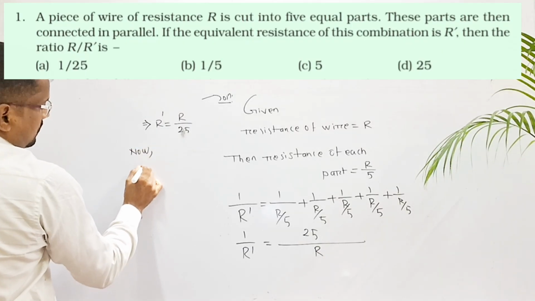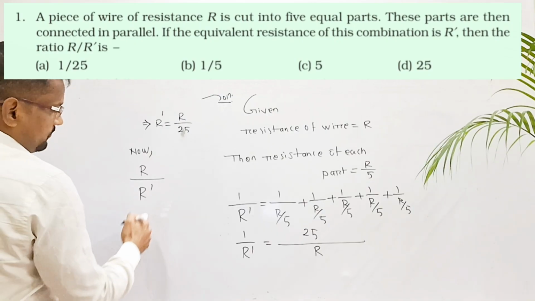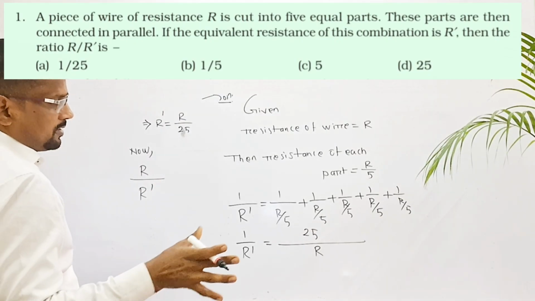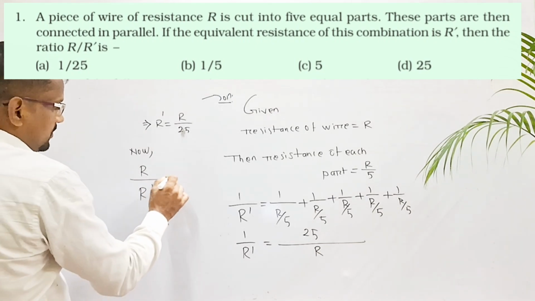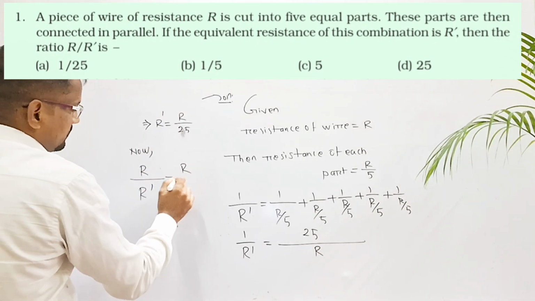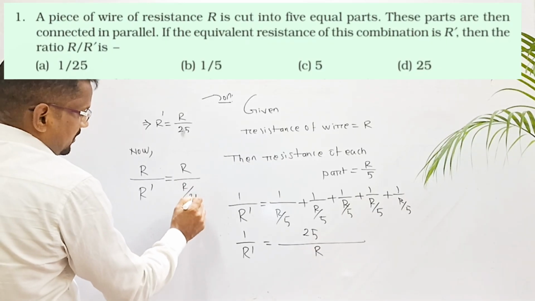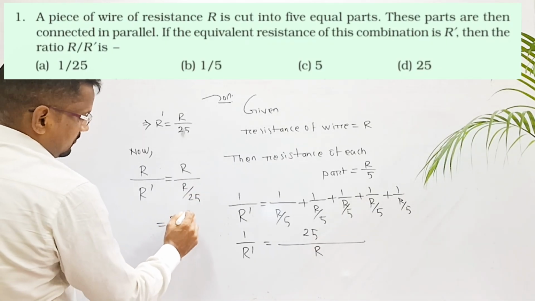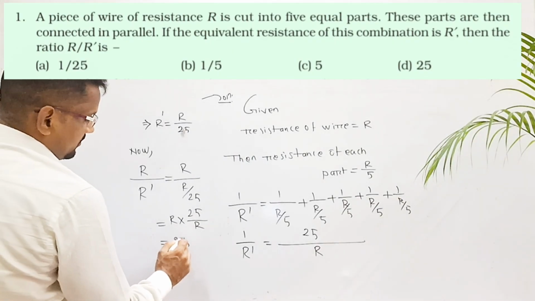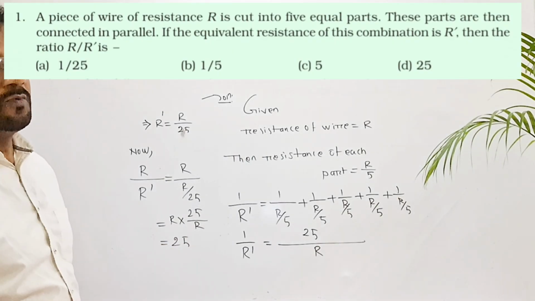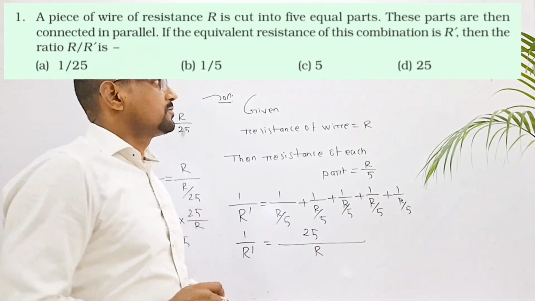Now original resistance divided by new resistance of the combination. R divided by R dash, R dash value is R by 25. So R into 25 by R cancel, answer will be 25. 25 is to 1 or 25. Option is given here, that is D is the correct option.